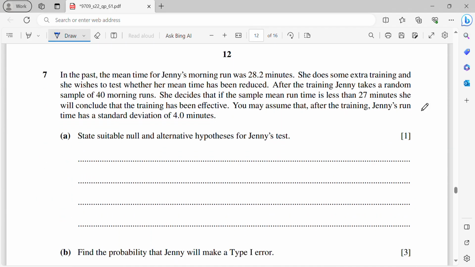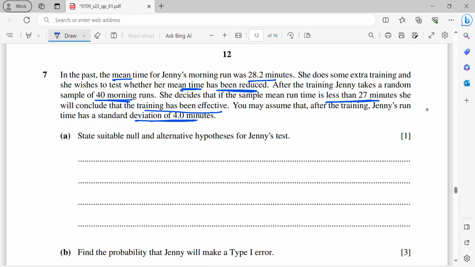Okay, now question 7. In the past, the mean time for Jenny's morning run was 28.2 minutes. This is a mean. She does some extra training and she wishes to test whether her mean time has been reduced. After the training, Jenny takes a random sample of 40 morning runs. She decides that if the sample mean run is less than 27 minutes, she will conclude that the training has been effective. You may assume that after the training, Jenny's run has a standard deviation of 4.0 minutes.